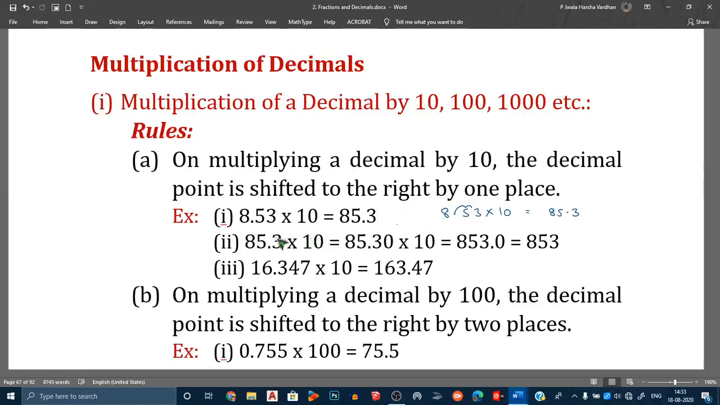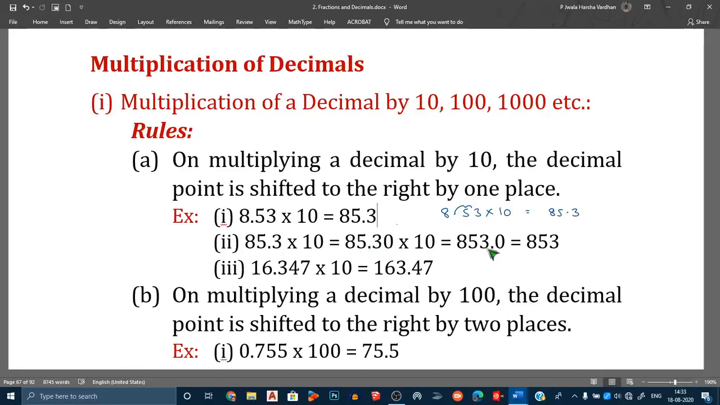If you multiply this with 100, the value of the decimal number will increase 100 times. Now you can observe why it is shifting to the right side: by multiplying the given decimal number by 10, that number will be increased 10 times. That's why it is shifting to 85.3 like that. If you take 85.3 into 10, then how can you shift this? The decimal point is shifted again, after leaving one digit, to the right side.